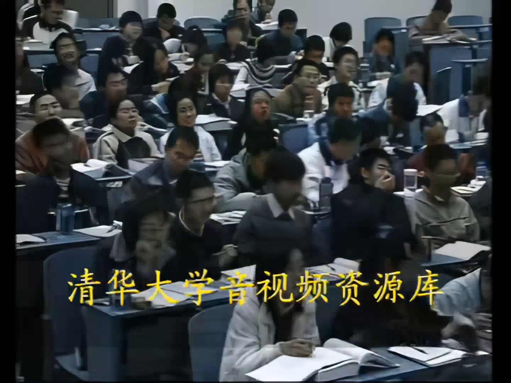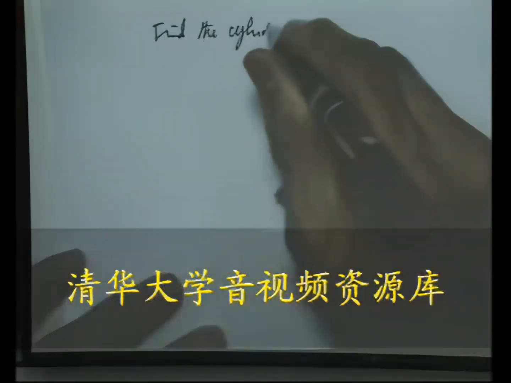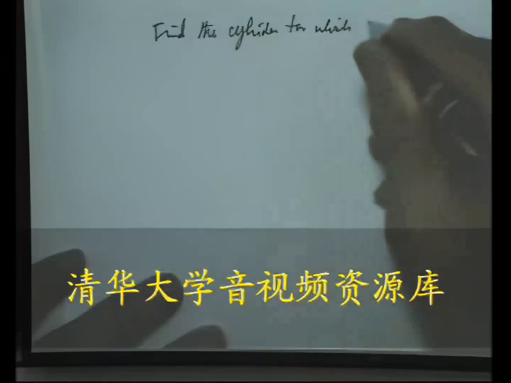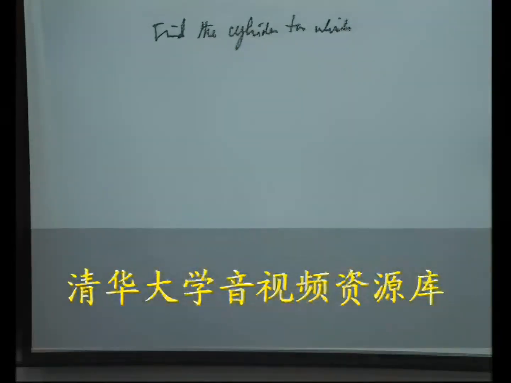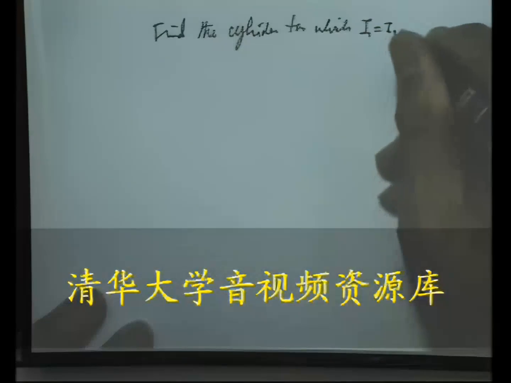Find the cylinder for which, of course you have to define it's a uniform cylinder, with uniform density, I1 is equal to I2 is equal to I3.